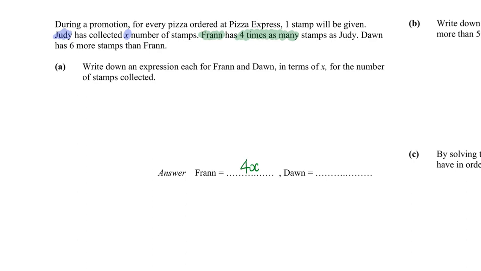Dawn has 6 more stamps than Frank. So since Frank has 4x, Dawn would then have 4x plus 6. And we are done with part A.